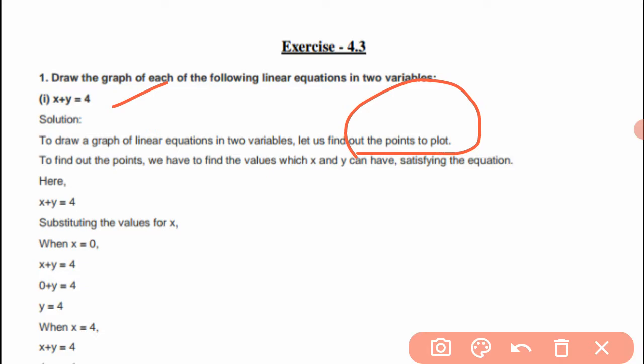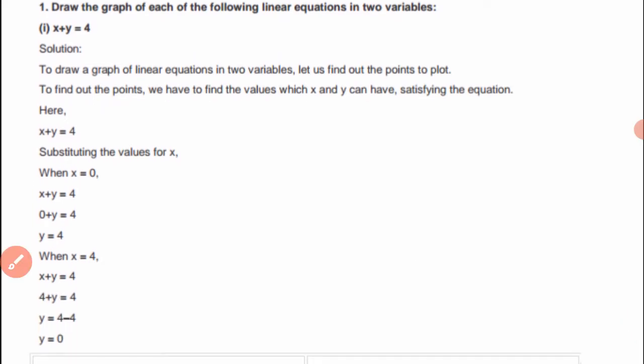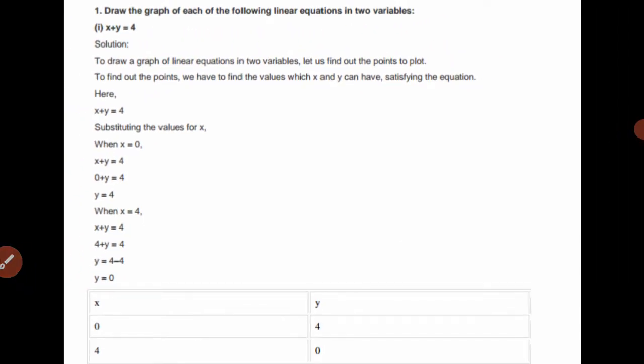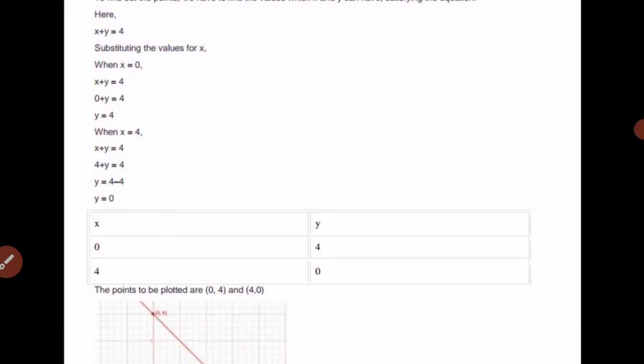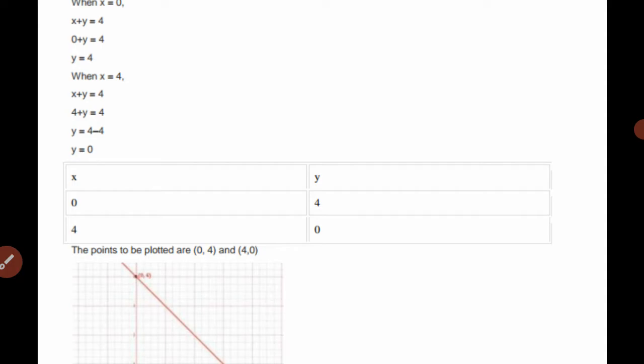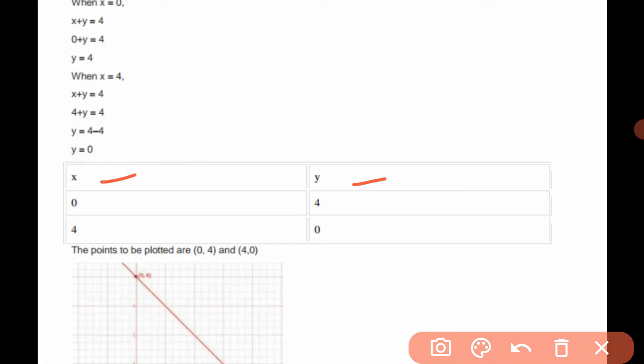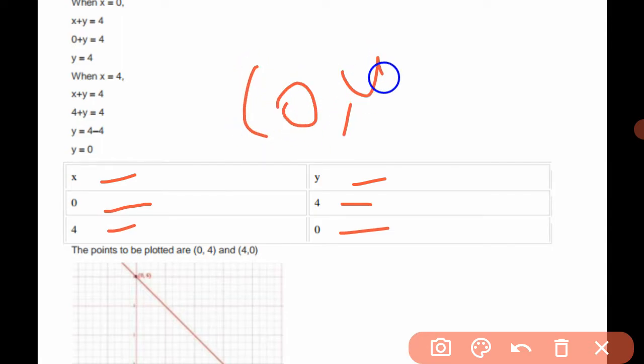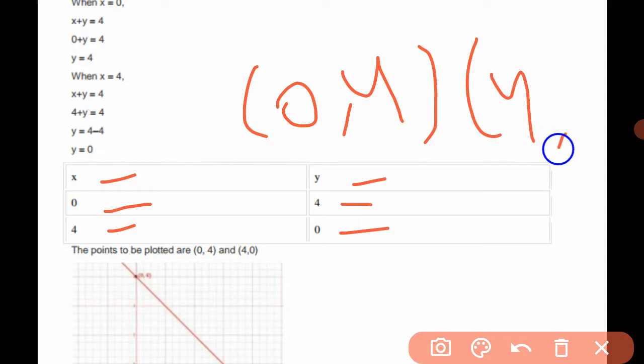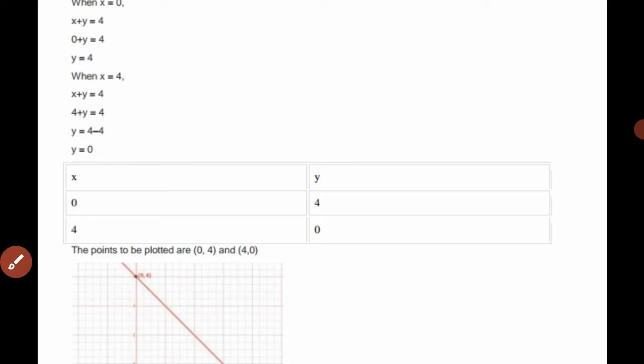Means we will find values of x and y, and we will find at least three solutions. When we find three solutions, then we can make its graph. So in this table, in one place we can write x, and in one place we can write y. In the given equation, when we put x = 0, then y will be 4. When we put x = 4, then y will be 0. So one solution will be (0, 4) and one solution will be (4, 0). With the help of these two solutions also we can represent the graph, but you can also find three solutions.